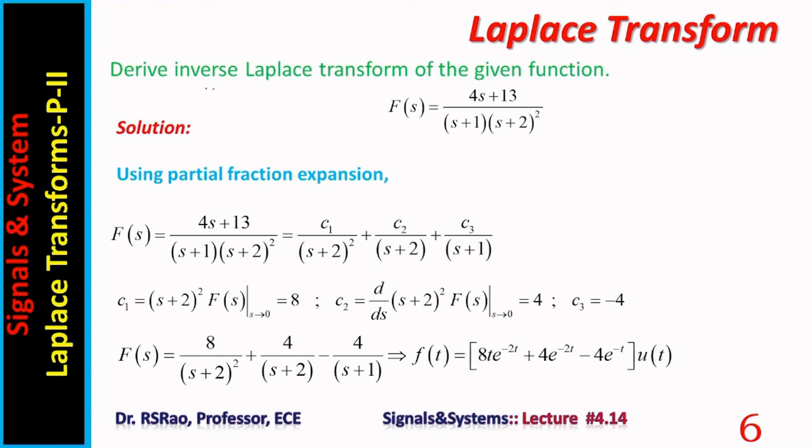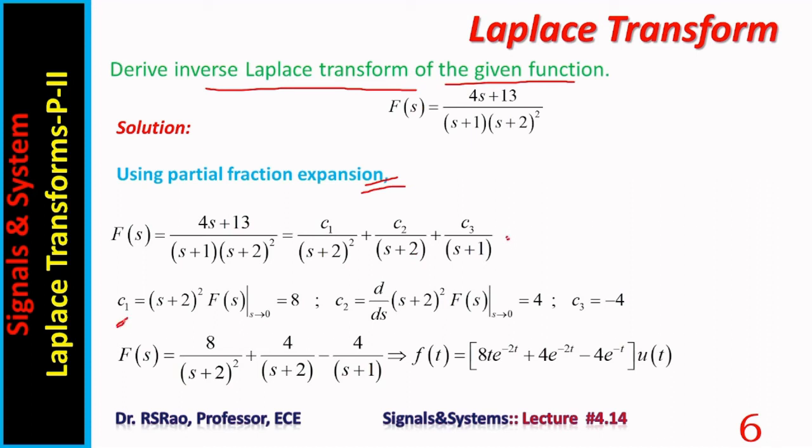Another problem: derive the inverse Laplace transform of the given function. F(s) is equal to (4s + 13) by (s + 1) multiplied by (s + 2) whole square. Again, partial fraction expansion. F(s) can be expanded as C1 by (s + 2) whole square plus C2 by (s + 2) plus C3 by (s + 1).